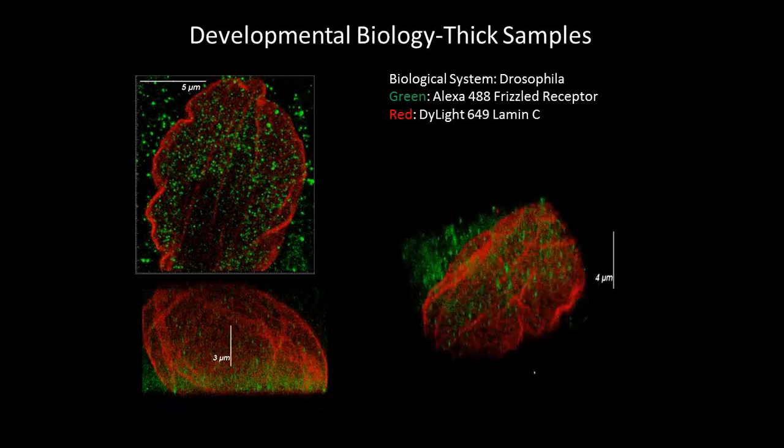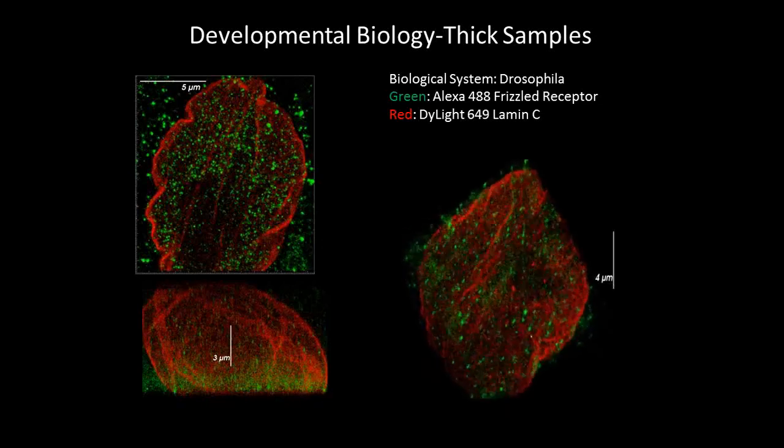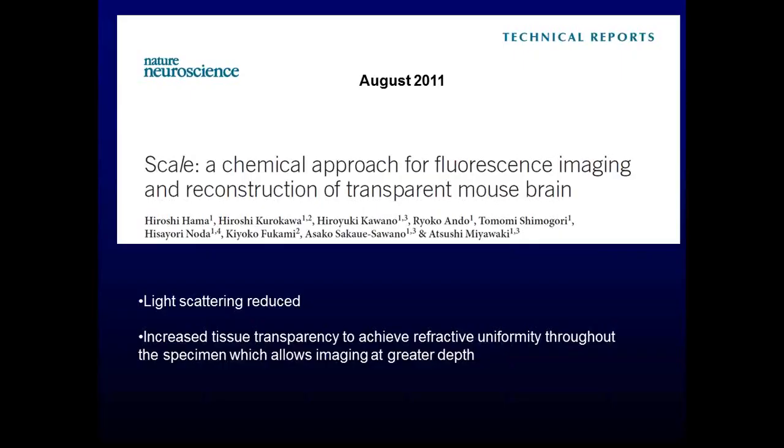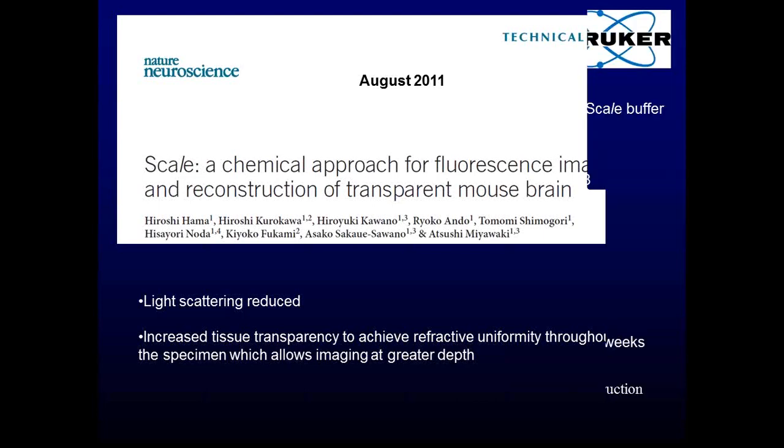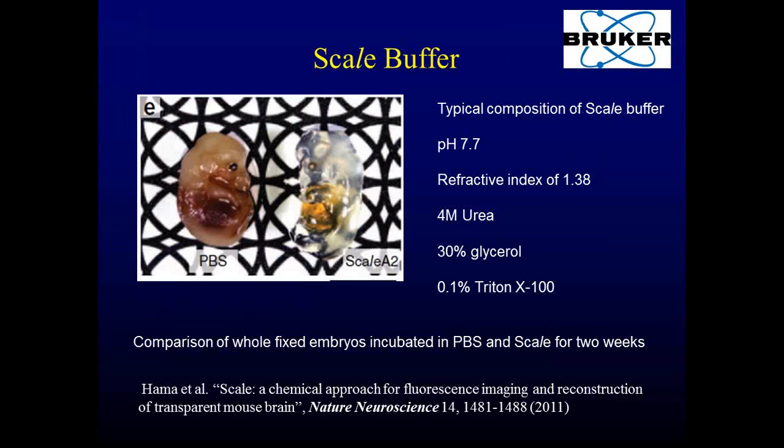The other thing he also had to do was optically clear the tissue, and that's when I got introduced to Scale buffer. It's a buffer from a paper that came out in 2011 from Miyawaki's lab. They were interested in looking at mouse embryos, so they wanted to be able to image really deep into mouse embryos for confocal imaging. You can see the difference between leaving the embryos in PBS versus Scale.